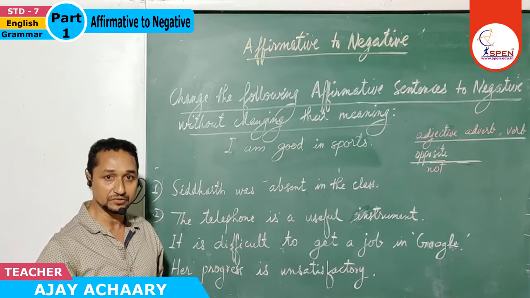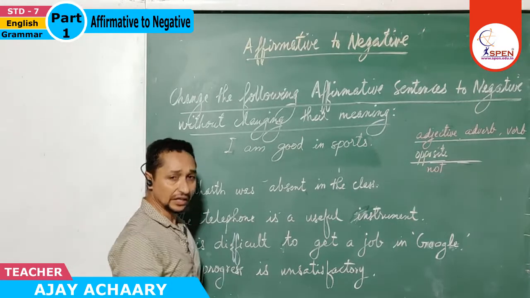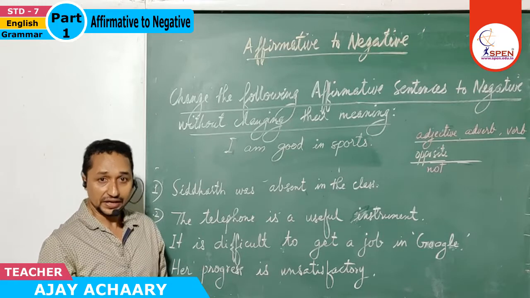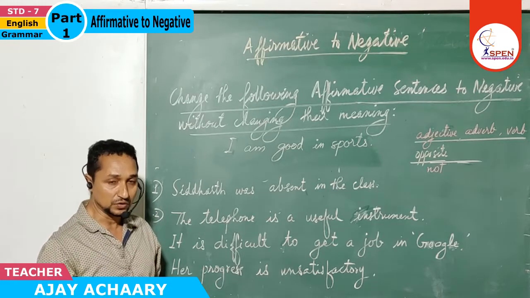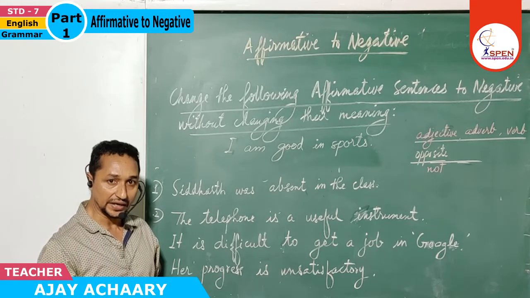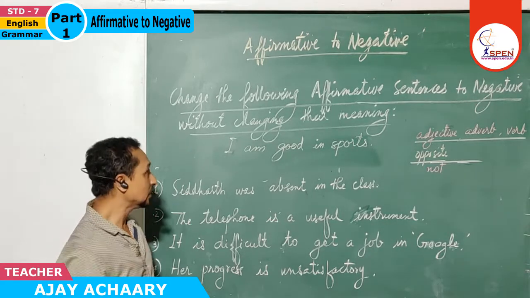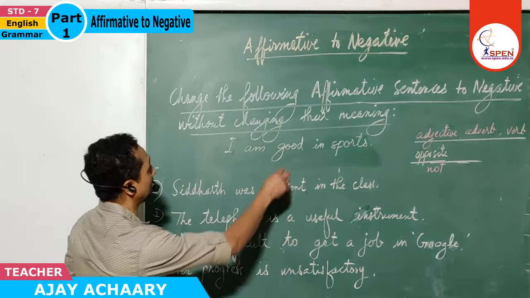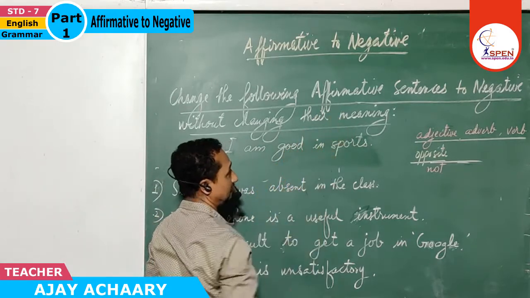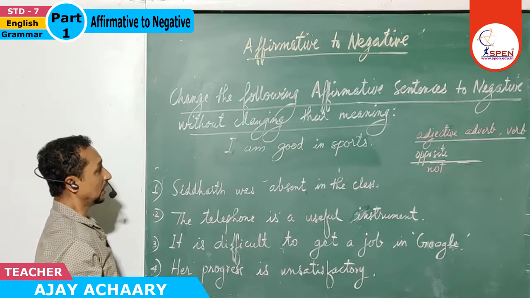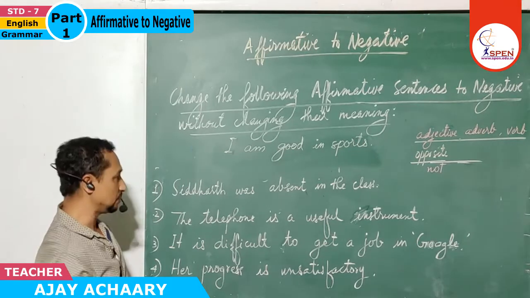And if assertive sentences have negative words like no, not, nothing, never, neither, nor, they are called negative sentences. Okay. Now we are going to change an affirmative sentence. How to change an affirmative sentence into a negative sentence?